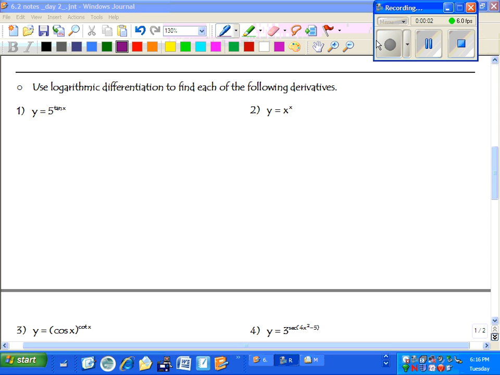Alright, let's take a look at number 1. You'll notice again we have a base raised to a power of something that's in terms of x, and that's the most common time that we use logarithmic differentiation. So, first step, take the natural log of both sides.